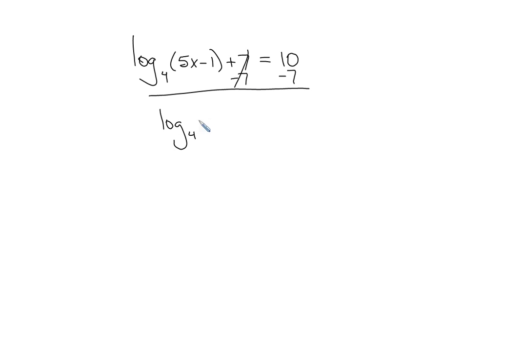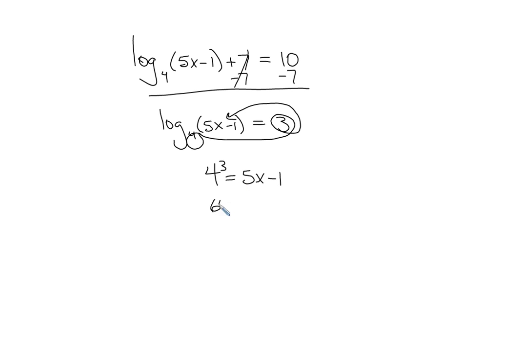Notice now we have a log all by itself equal to a number. What do we now do? Unravel it. What does it give us? 4 to the third equals 5x minus 1. Very good. Now what's 4 to the third? Good. Now what? 5x equals 65. Now what? Which gives us x equals what?